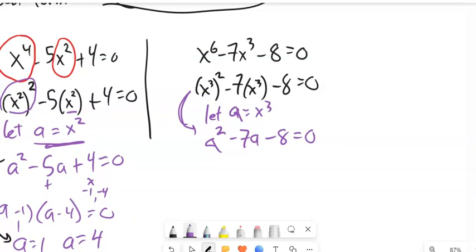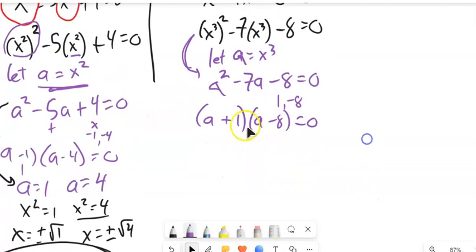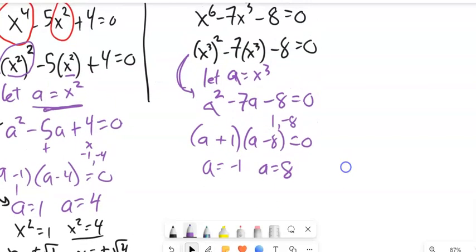Well, I know how to solve that. Things that multiply to negative 8 and add to negative 7: 1 and negative 8. I hit it right off the bat. So this factors to a plus 1 times a minus 8 equals 0. According to my zero product property, what makes this a 0? Negative 1. So a equals negative 1, a equals 8. That was great. I know how to do that. But then I have to awaken from this dream. I'm not solving for a, I'm solving for x.